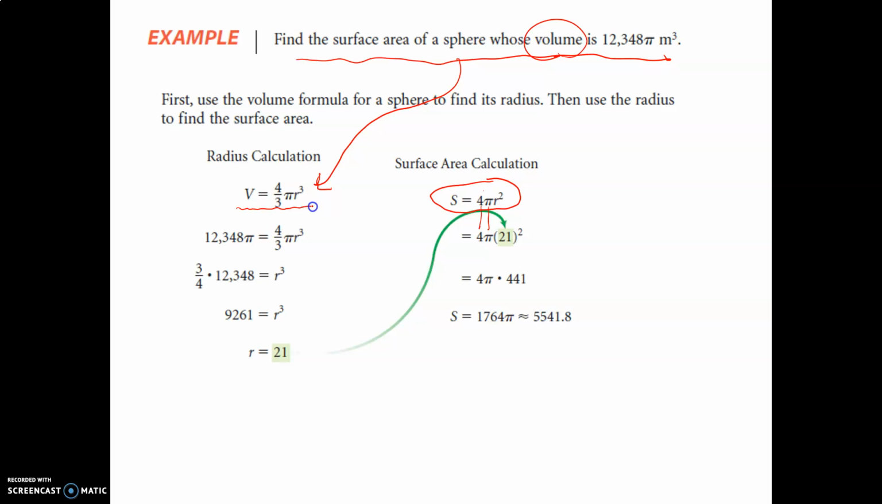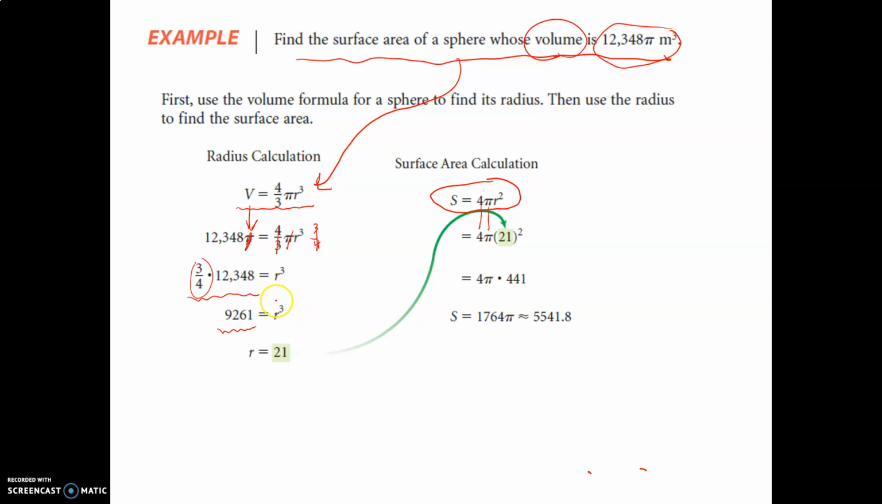The volume is 4/3 pi r cubed. The volume is 12,348 pi. And I'm just substituting in that volume there. Okay, then to get rid of the 4/3, they multiply by 3/4. So that gets rid of this stuff. And here they put the 3/4 on this side. And then they divide by pi, so the pi's go away. So I now have this expression left equaling r cubed. So when I multiply 3/4 times 12,348, I get 9,261 is equal to r cubed.